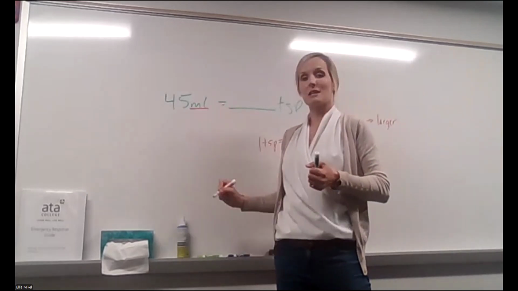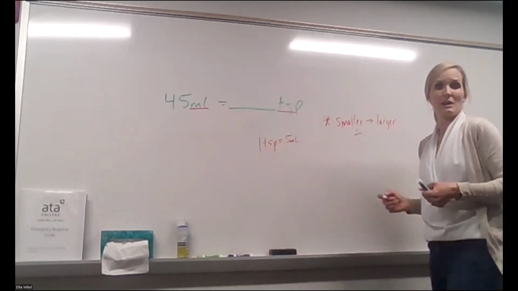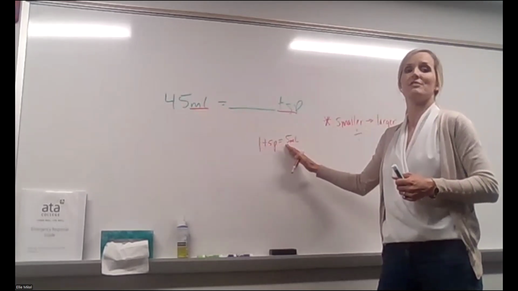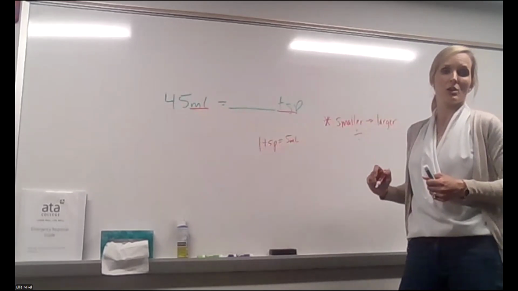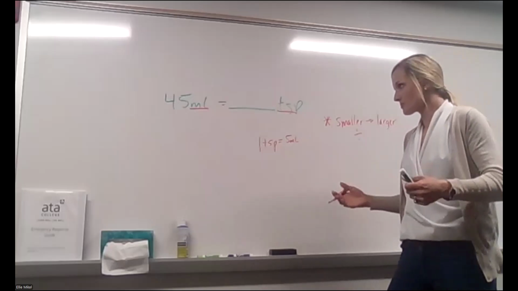So in this case, I'm asking to convert from milliliters to the larger unit of teaspoons. So that's how I know I would simply take the number from my question and divide it by the number of that known. So this is going to be 45 divided by 5 to give me 9.